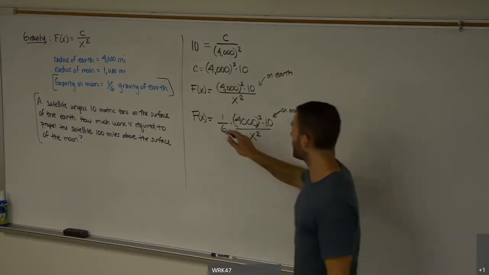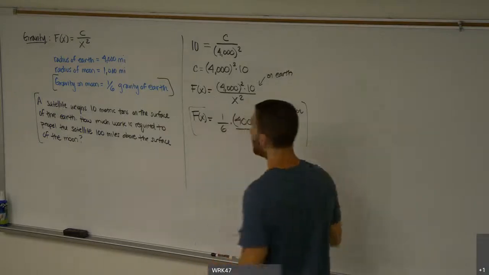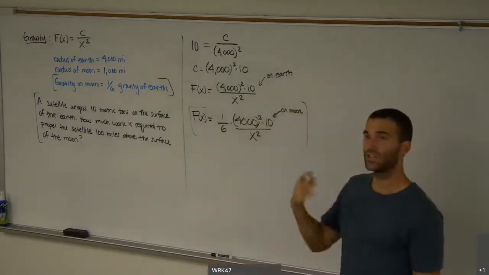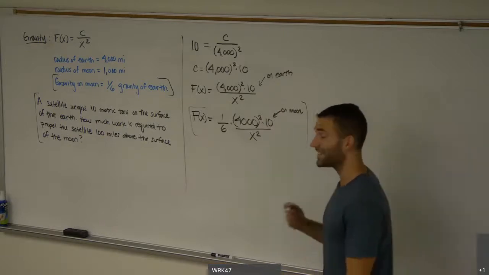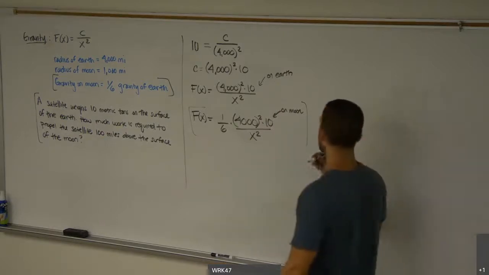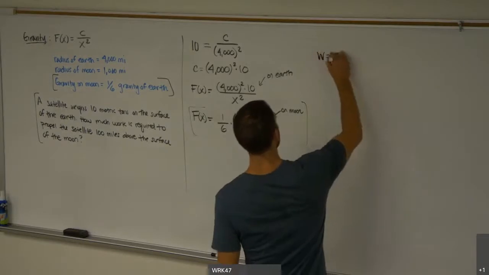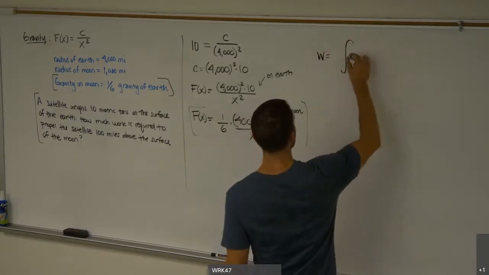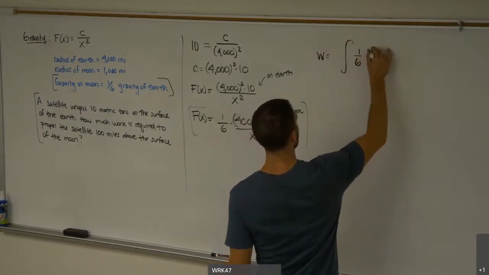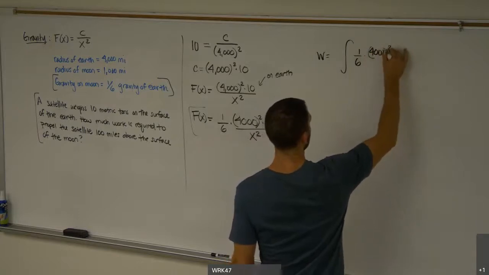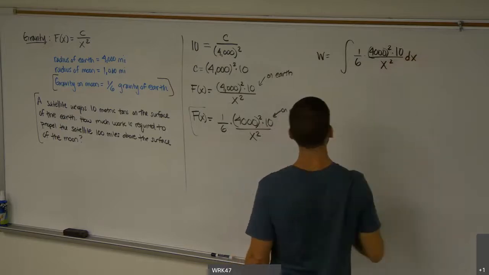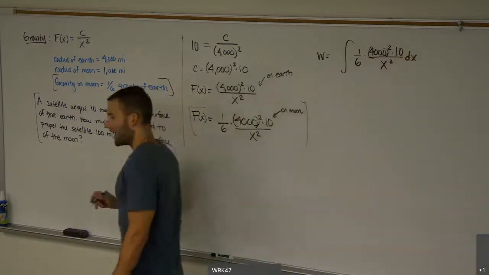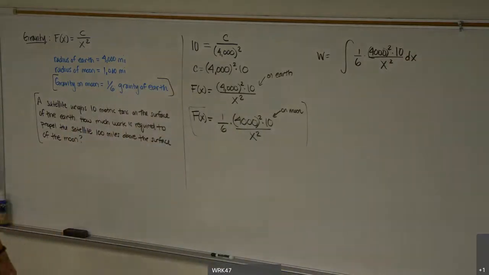And now that we have our force function on the moon, all we need to do is integrate this force function over the distance traveled, or the distance in this case between the two objects. And so the amount of work done is the definite integral of this force function. It's a lot of constants. Don't worry about all the constants. The only variable is the x squared in the bottom. And I integrate this force function over the distance between the objects.